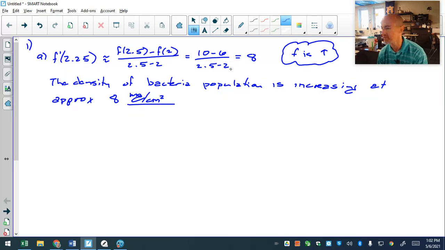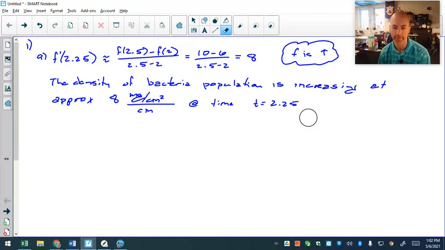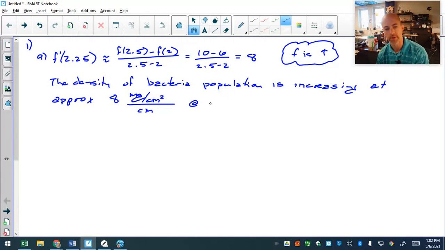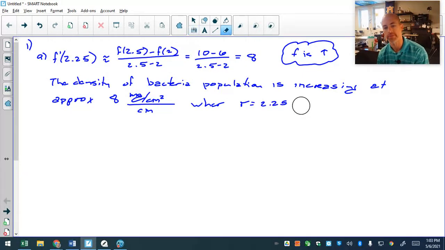And then in the denominator, we subtracted 2.5 and 2, which are centimeters. So that would simplify to, or be rewritten as milligrams over centimeters cubed if you want to. No need to change that. So the density of the bacteria population is increasing at approximately 8 milligrams per centimeter cubed at time T equals 2.25, not time, when the radius, when it's not time, R is equal to 2.25 centimeters. There we go. Forgot my C.